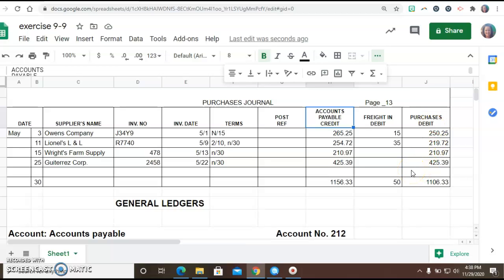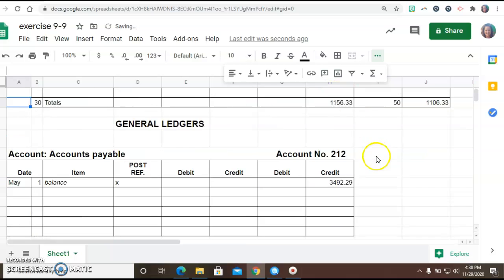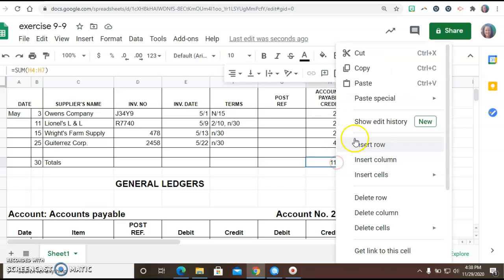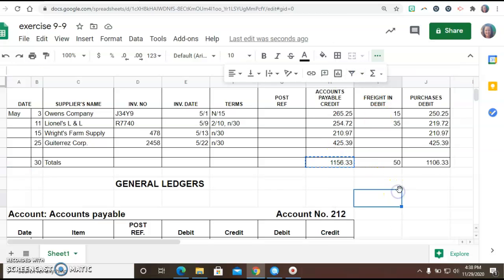So for the time being, all we're going to do is post these totals. We will be doing more with these when I'm back, but for the time being, we're just going to post our totals here into the general ledger. Okay, so we know we have our accounts payable ledger here. So if we come to this column, okay, accounts payable is a credit. I'm just going to go ahead and copy. We'll see if this works or not.